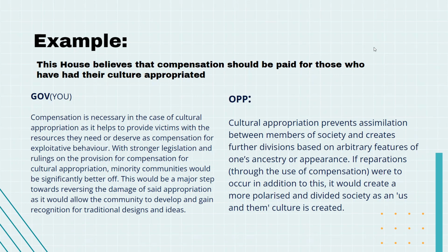OP says, look, cultural appropriation prevents assimilation between members of society and creates a further division based on arbitrary features of one's ancestry or appearance, right? If reparations through the use of compensation were to occur in addition to this, it would create a more polarized and divided society, as an us versus them culture is created.